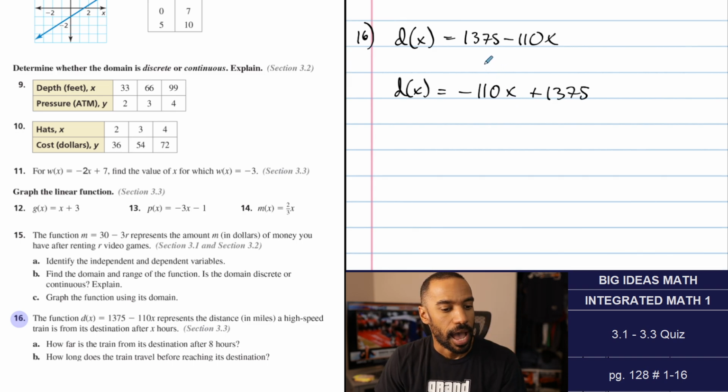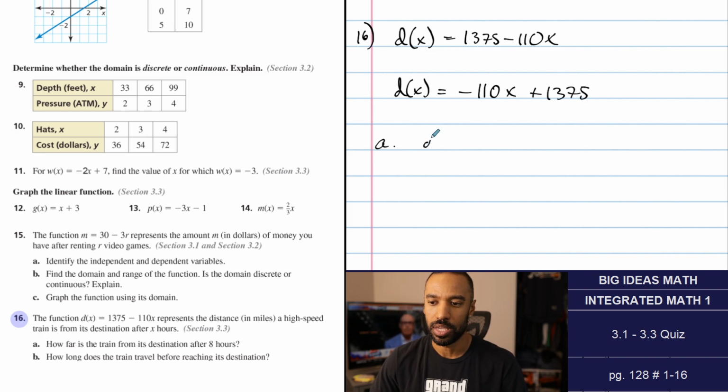Okay, so we know it's linear. How far is the train from its destination after 8 hours? If x is the number of hours, then we can determine what d of 8 is to figure out that ultimate result. This is probably easier to do the calculation from. I mean, it's an either or proposition here. This is 1375 minus 110 times 8.